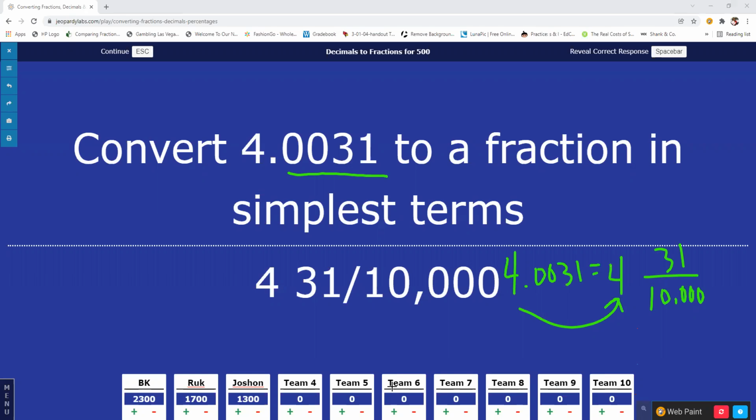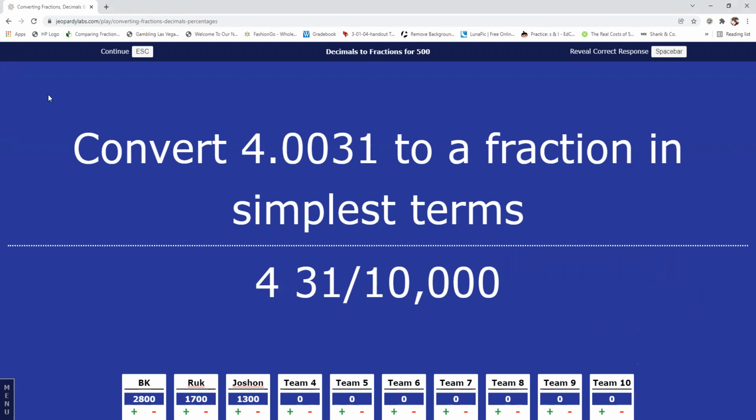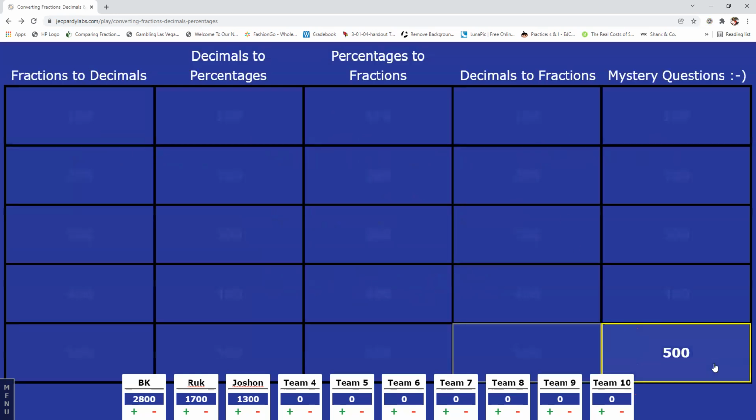BK was the only person who answered that one. Y'all can't let the big numbers scare you, I promise. It's the same process. All right, and last one for 500.